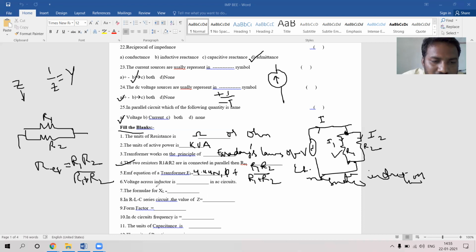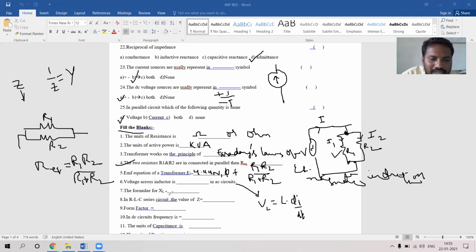What about the next question? Voltage across the inductor. What is the voltage across an inductor? We know that the induced EMF voltage is given by V is equal to L into di by dt. That is the answer. The voltage across an inductor is V_L is equal to L into di by dt.